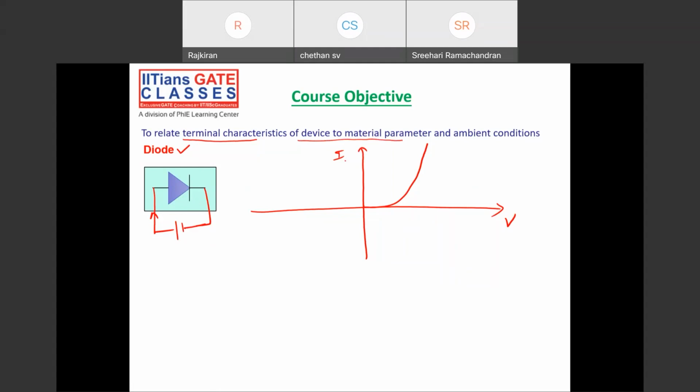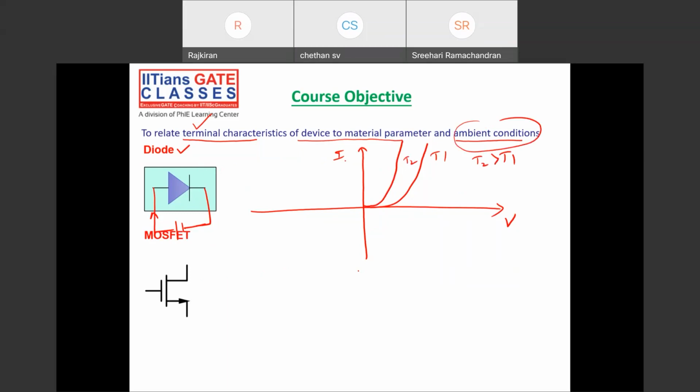Clear, guys? And also we will understand how ambient conditions change the terminal characteristic. Suppose this is temperature T1, and if I go to temperature T2, where T2 is more than T1, then the IV characteristic of the diode will be like this. So how this ambient condition changes the property of the device, we will understand in the course. Clear?